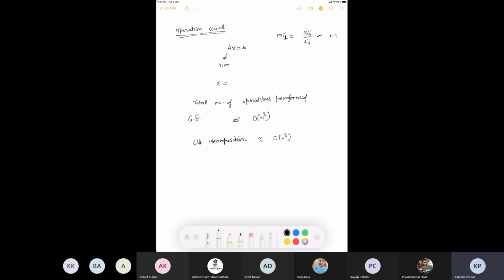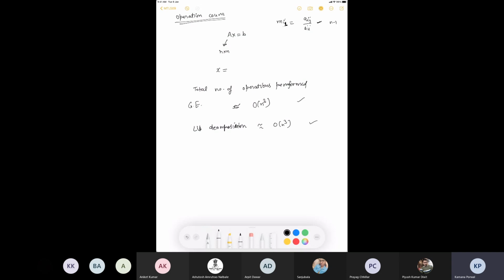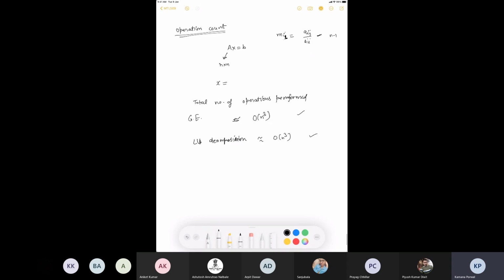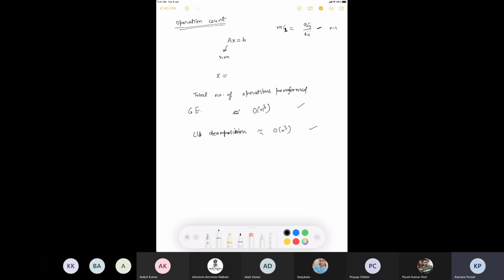Now that constant differs. Though they are of order n cube, the constant which you will have here is different than the constant which you will have there. Okay. And in fact, I've mentioned that Gauss Jordan also has order n cube, Cholesky also has order n cube, but the constants are different. So for example, in Cholesky, it is n cube divided by 3, and in Gauss Jordan, it is n cube divided by 2. But these direct methods take an operation count of order n cube.